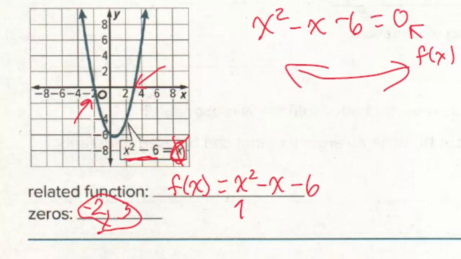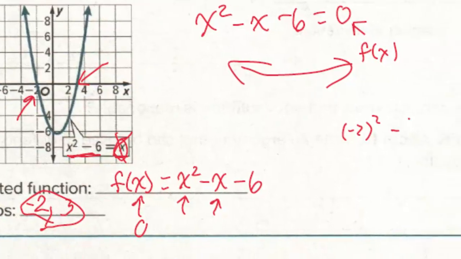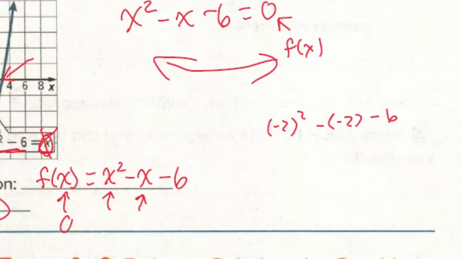And you can always check to see if your zeros are correct, because if you substitute them in here and here, this thing should output a 0. I'll go ahead and check that real quick. So I have negative 2 squared minus negative 2 minus 6. Negative 2 squared is 4. Negative times the negative 2 is going to give us a positive 2, minus 6. So you can clearly see that's going to equal 0.